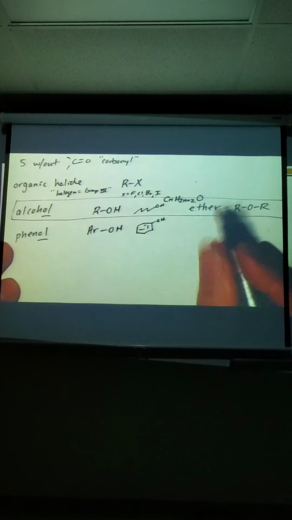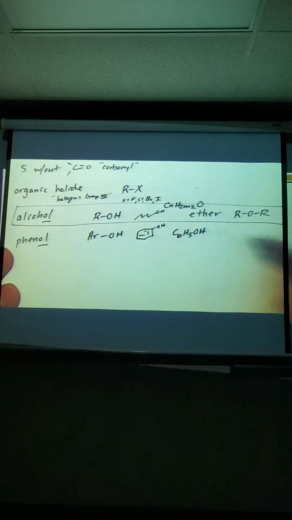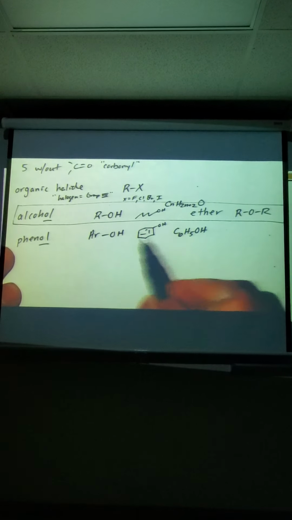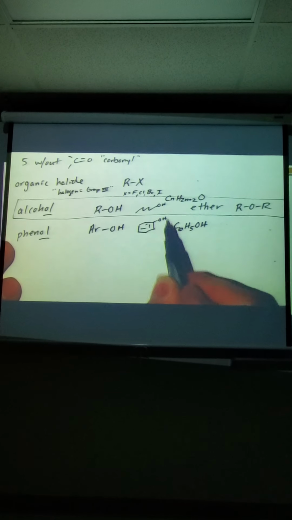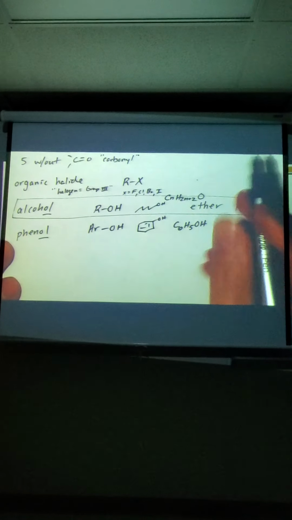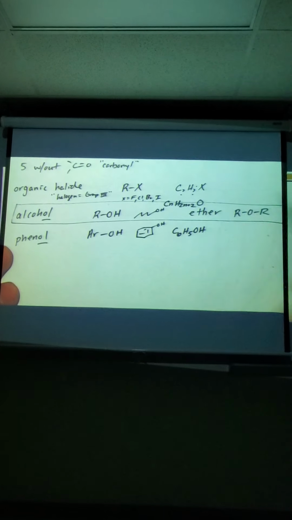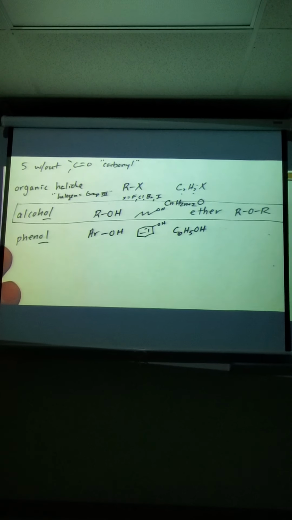Phenols we're not too worried about. Those are just going to be C6, H5, and then an OH. So it's just the same kind of ring structure we saw for an arene, but now with an oxygen. There's no longer 6 hydrogens on the ring. Now it's separated by that OH at the end. We're really not worried too much about this one up here. Doesn't really matter how many C's and H's you have, it's just you have a halogen. So don't worry too much about that one.